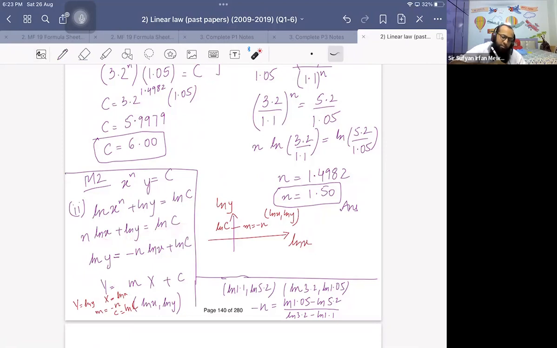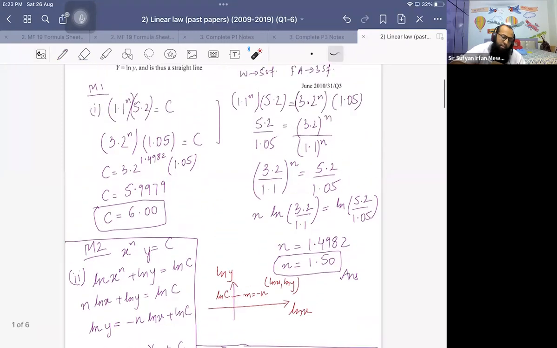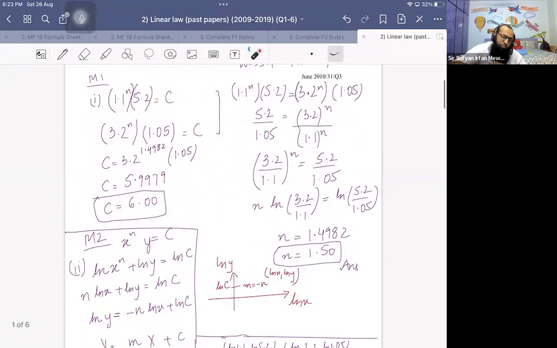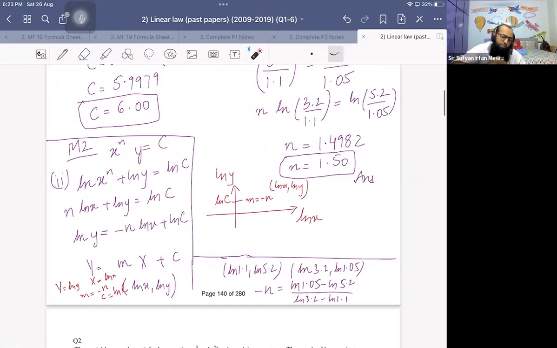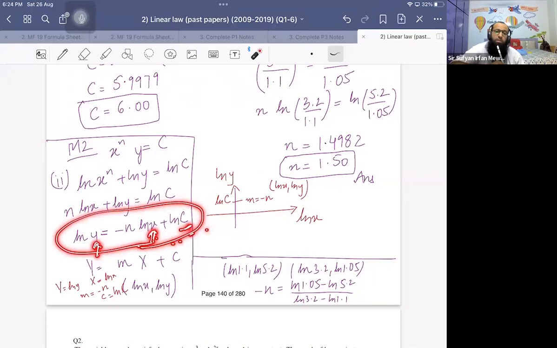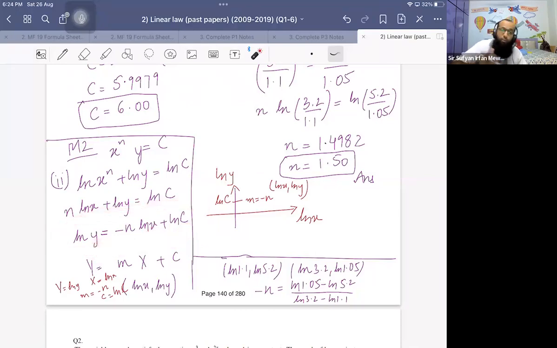Then we have different methods, but one of the methods is that now we can substitute x and y. If we are going to substitute the first pair, then we'll get the first equation. Then if you're going to substitute the second pair, then we'll get the second equation, and then we can solve them simultaneously. There's another way as well.